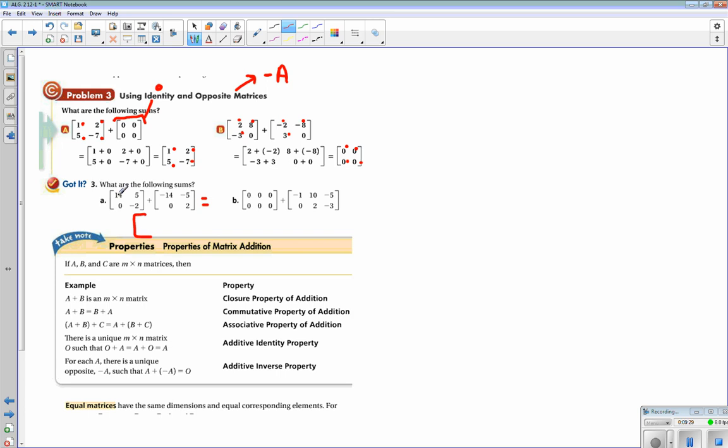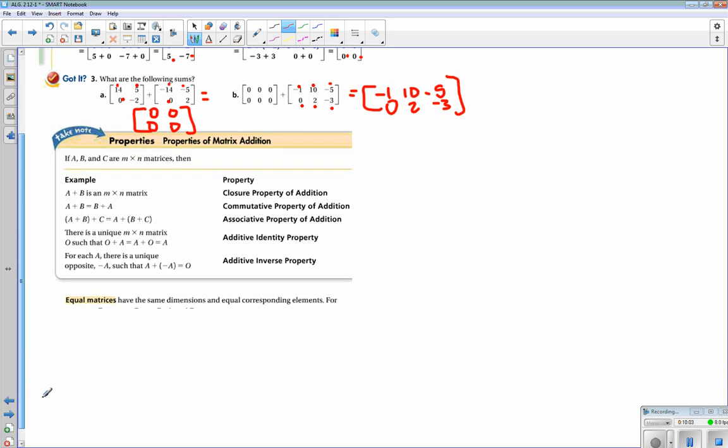and see if we can't find the answers. So what is 14 plus negative 14? 0. What is 5 plus negative 5? 0. 0 plus 0? 0. Negative 2 plus 2 is 0. And then if I were to add 0 to each of these elements, I would get the original matrix. Easy, right?